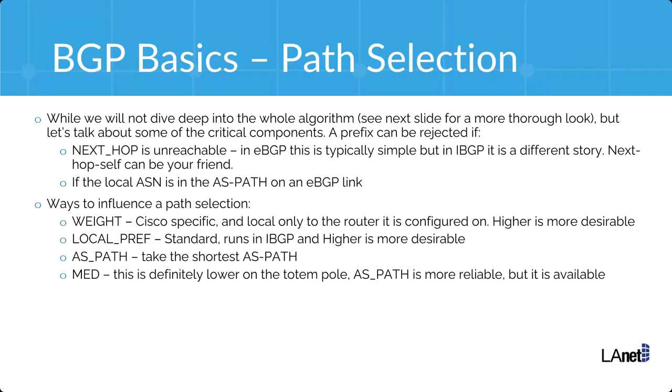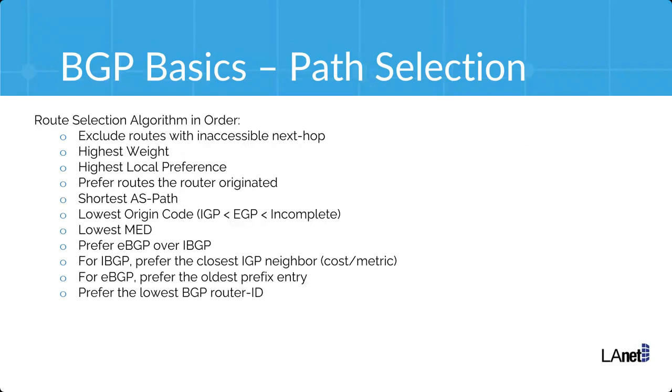And then lastly, on this particular shortened version is MED or multi-exit discriminator. This is definitely lower on the totem pole. I prefer AS path, but I want you to be aware of MED. It is vendor neutral. Everyone supports MED. But a lot of vendors don't really pay much attention to MED, and MED is kind of low in the path selection algorithm. Here's the full algorithm, and you can kind of see MED down in the bottom third down here. Those other things like weight, local preference, AS path tend to be a better way of influencing path selection.